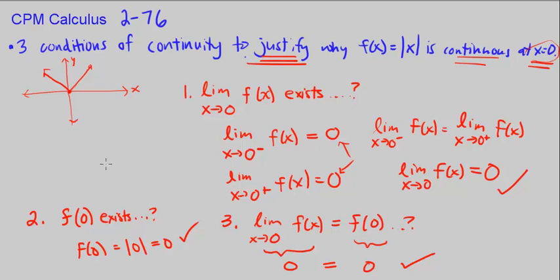And we can say that now f(x) equals the absolute value of x satisfies conditions 1, 2, and 3 of continuity, and therefore f(x) equals the absolute value of x is continuous at x equals 0. And this is how we justify it using the three conditions. 1 is true, 2 is true, and 3 is true. So this ends CPM Calculus Chapter 2, number 76.